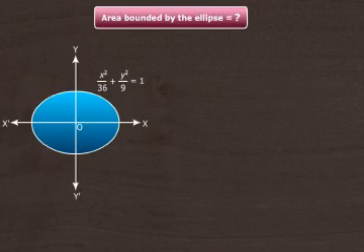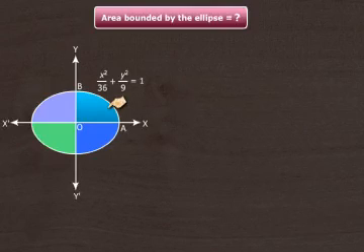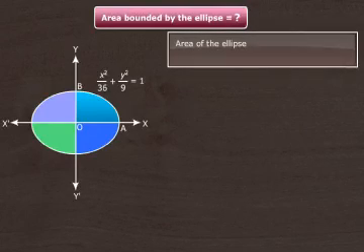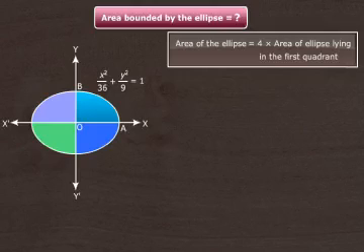Look at this ellipse carefully. Do you notice that it is symmetrical? Yes. In fact, it is symmetrical about the x and y axis. So if we can calculate the area of the ellipse lying in the first quadrant, then we can easily find the area of the entire ellipse. So the area of the ellipse is 4 times the area of the ellipse lying in the first quadrant. So what we need to find is this area, the area lying under the boundary of the ellipse.